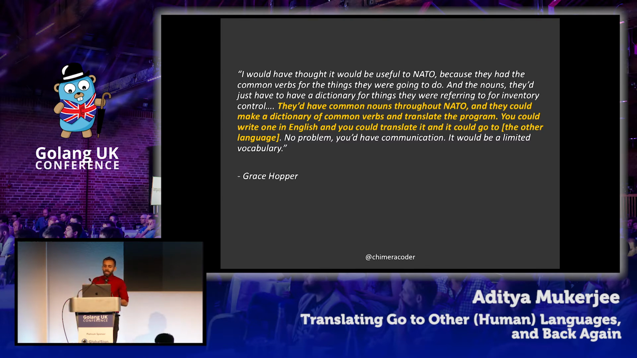So let's see what we get when we take the techniques that we use to translate the Go compiler from C to Go and apply those to Hopper's vision today in 2017.